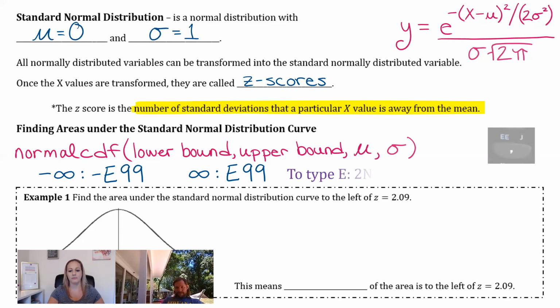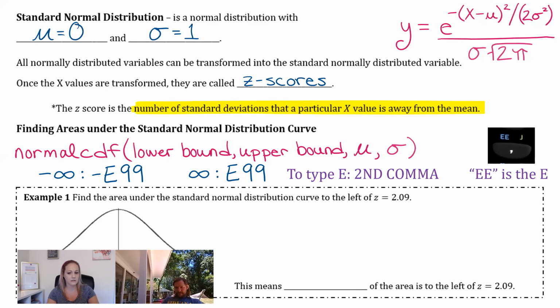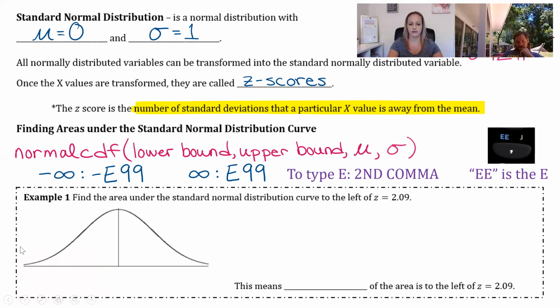Now, where is that E? To get the E in your calculator, you're going to hit second comma. It's a little misleading because it's actually written as a double E on the front of the calculator button, but it only types one single capital E. They had to differentiate it somehow because there's also the alphabetical E on your calculator, so that's already taken up. So the double E that you see on your calculator faceplate is actually the E that we want. To get that, you just hit second comma.